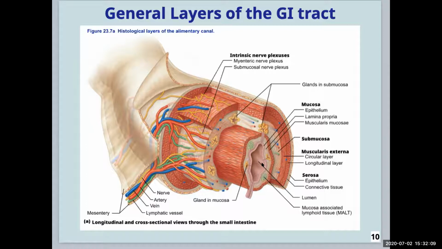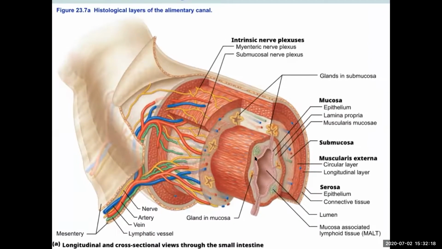It's comprised of the lining epithelium, the lamina propria, and also a thin layer of smooth muscle known as muscularis mucosa. That's over here. Then moving deeper, away from the lumen, you have the submucosa. This is the layer of fibrous connective tissue that contains some blood vessels, lymph vessels, as well as some nerves.